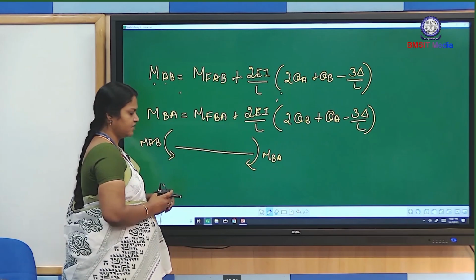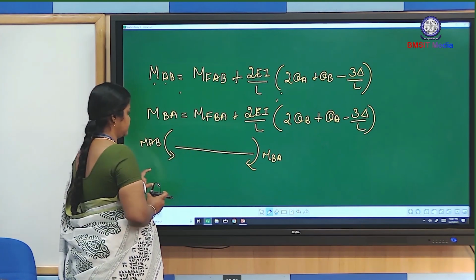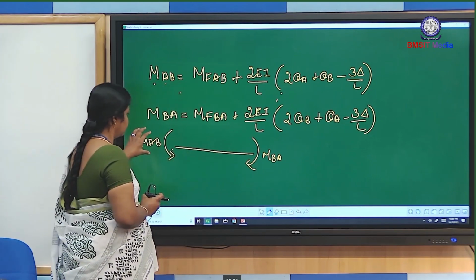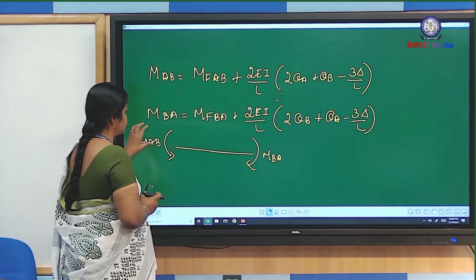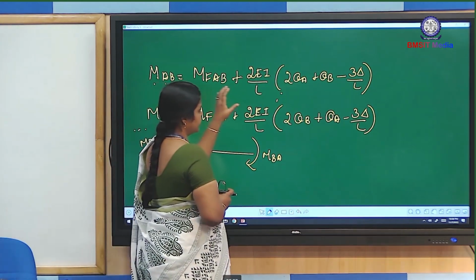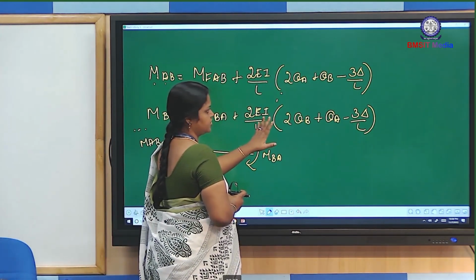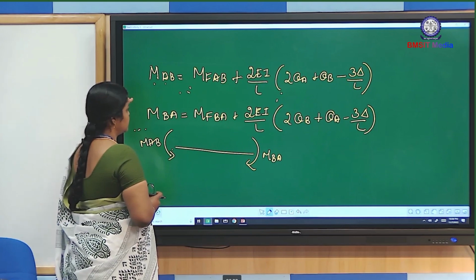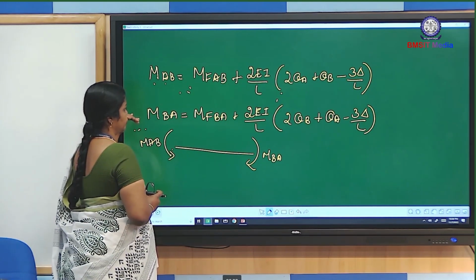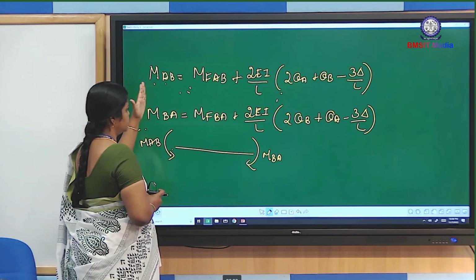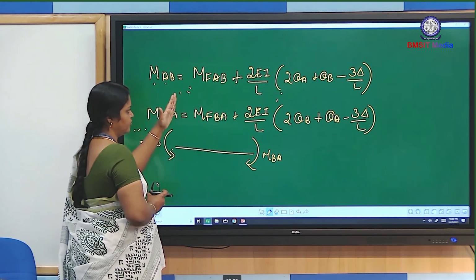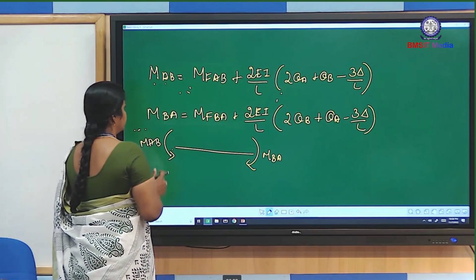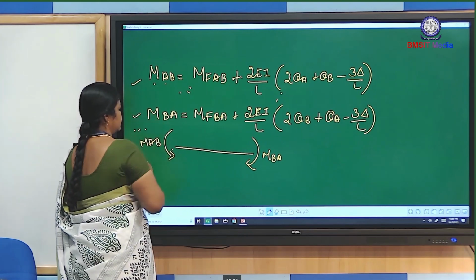For each span we can write two slope deflection equations, one at end A and another at B. These are the final end moments, due to external load, due to the rotation at joint A and joint B, and due to settlement of the support. These two equations are called the slope deflection equations. This is a general equation which relates the fixed end moment as well as rotation and displacements. We have to use these two equations while solving the problem.